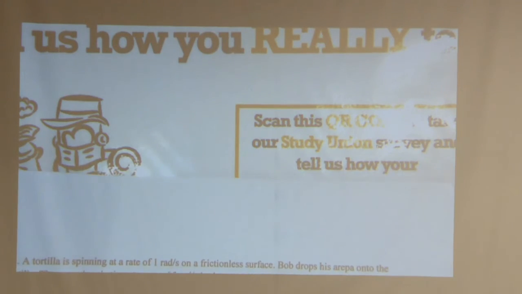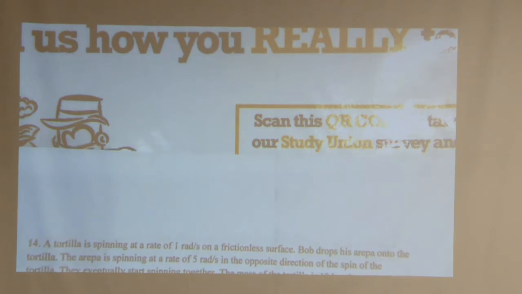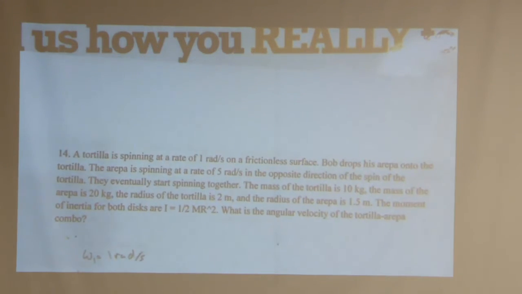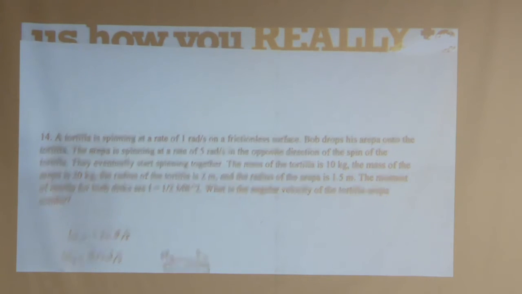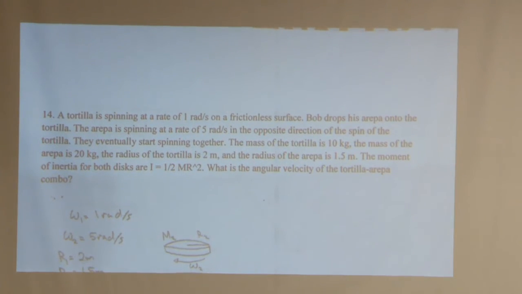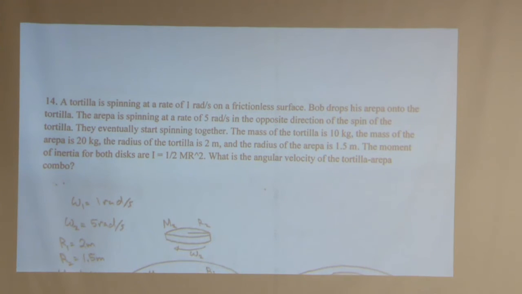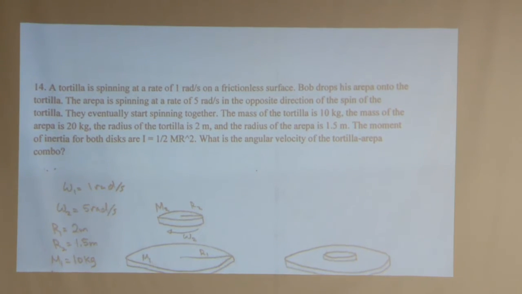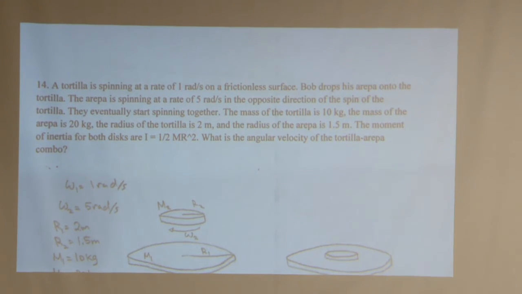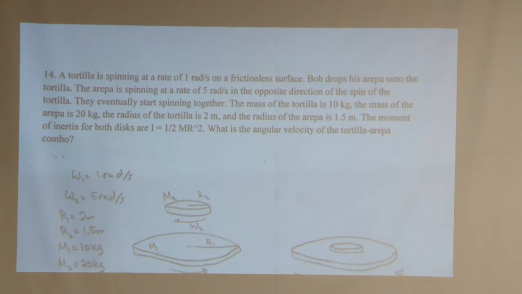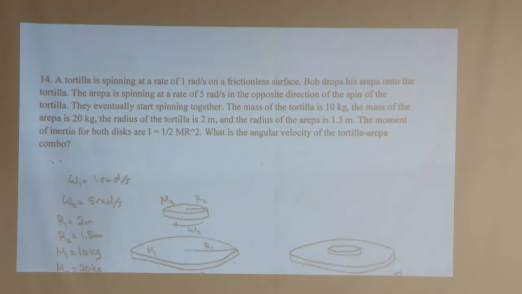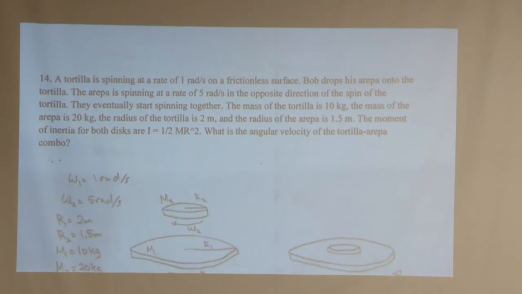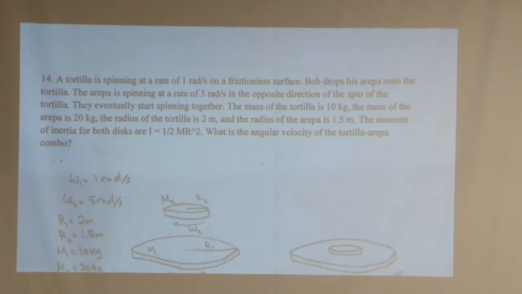So we have our last angular momentum problem. A tortilla is spinning at a rate of 1 radian per second on a frictionless surface. Bob drops his arepa onto the tortilla. The arepa is spinning at a rate of 5 radians per second, but in the opposite direction of the spinning tortilla. They eventually start spinning together. We're given the mass and radius of both food items, and we're given that the moment of inertia for a disk is 1/2 mr squared. And we need to find the final angular velocity when they're spinning together.